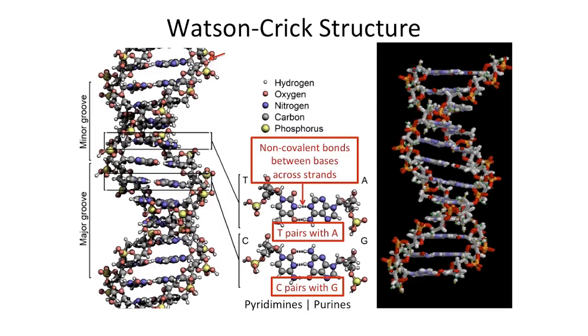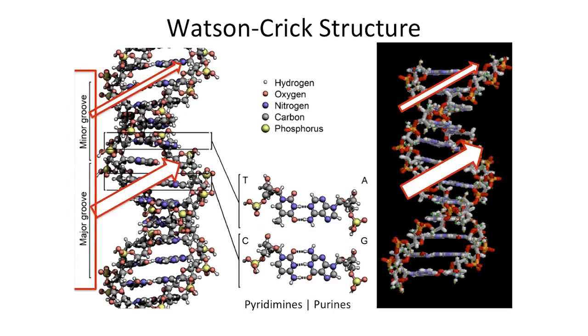This is another view of the structure, and what you'll see is that pyrimidines pair with purines. T is paired with A, C is paired with G. Non-covalent hydrogen bonds form between the bases to make base pairs. And this pairing is the part of the structure that accounts for the base equivalency established by Chargaff. There are two grooves in this structure. The major groove is wide and the minor groove is narrow.